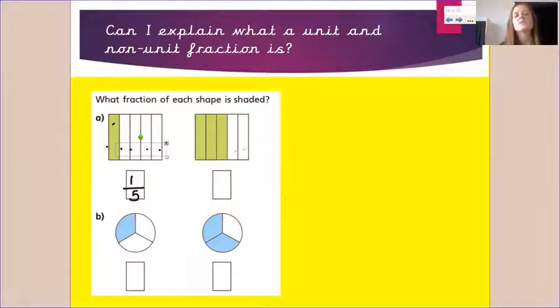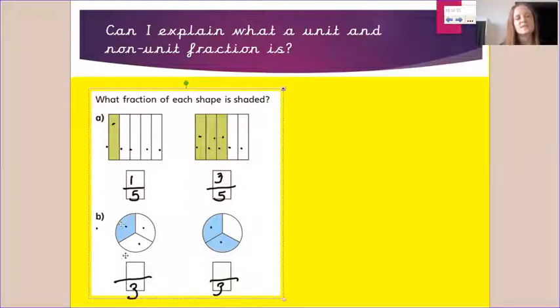In this one, again, we've got 1, 2, 3, 4, 5 parts of a whole. And how many are colored in? 1, 2, 3. Okay. Which one's a unit fraction? Which one's a non-unit fraction? Give that a think. With this shape, see if you can complete it as well. Count the numbers that make up the whole. That is your denominator. The same with this one. And then your numerator is the shaded in parts.